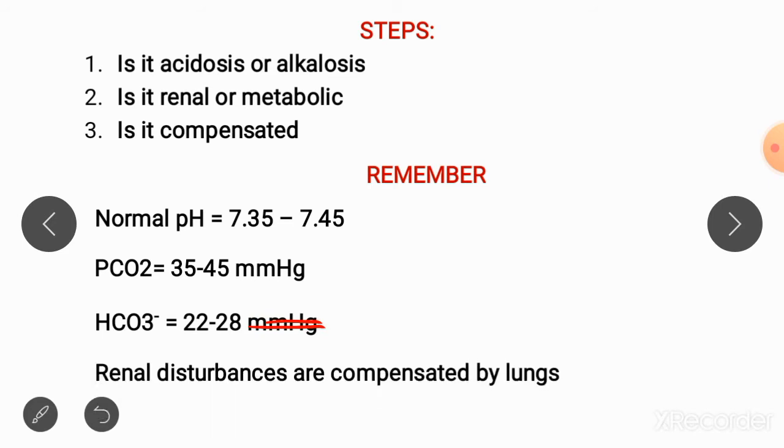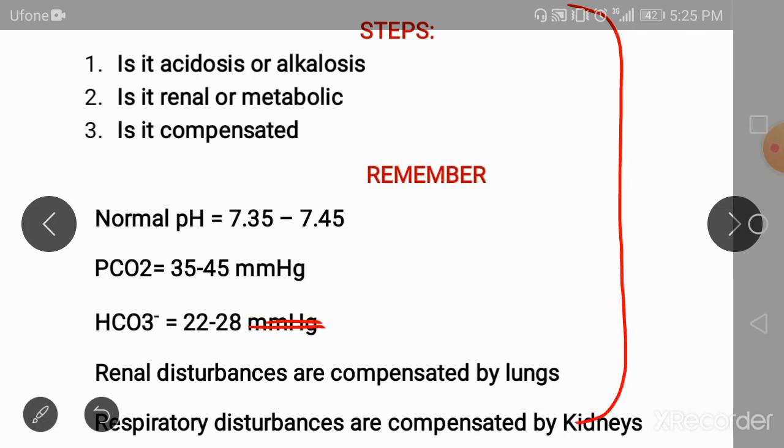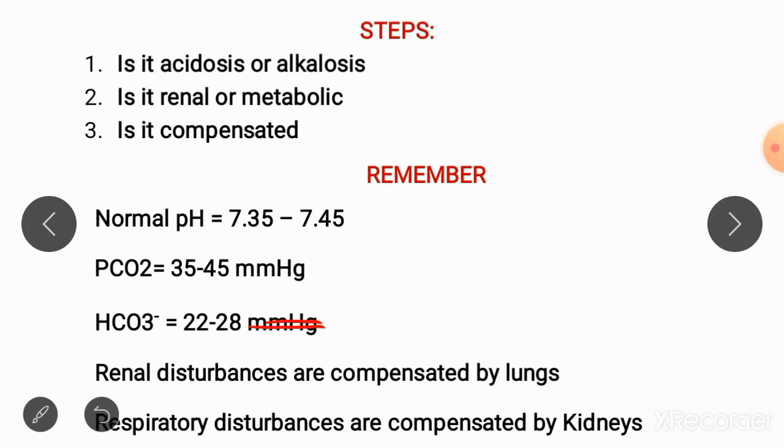Next you need to remember that all the renal disturbances are compensated by the lungs, and all the respiratory disturbances are compensated by the liver. So if you remember all of these points, the diagnosis for acid base diseases is going to be very easy for you. So please take some time, pause this video, and remember these values. Try to learn these values so that you can easily diagnose acid base disturbances.